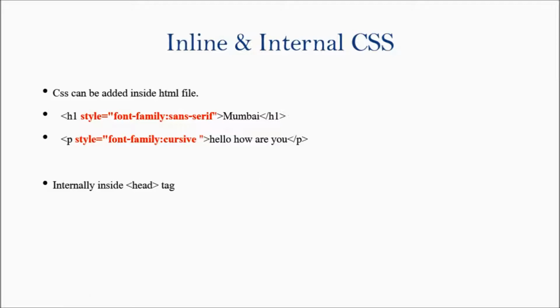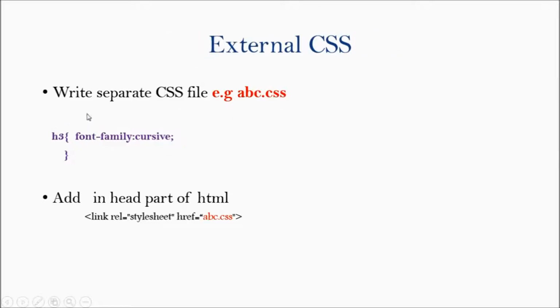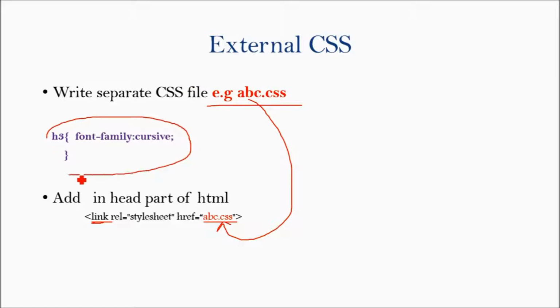In the last tutorial we discussed inline and internal CSS, how to apply it internally or inline. Now we will discuss external CSS. In external CSS you have to write a separate CSS file, for example abc.css, and later in the head part of the HTML where you want to apply it, you have to use the link tag, and pass the name of the CSS file, so that whatever tags with the property and value are written will be applied to this HTML.